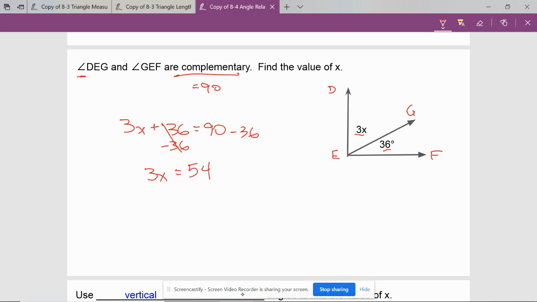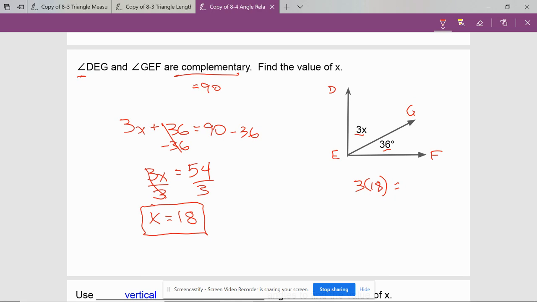What are we going to do now? We're going to divide by 3, right? Get rid of those 3's. But what we do to the left, we got to do to the right. So x equals 18. Okay? So if we were looking at that angle, it's a 3x, so we would do 3 times 18 to find that angle.